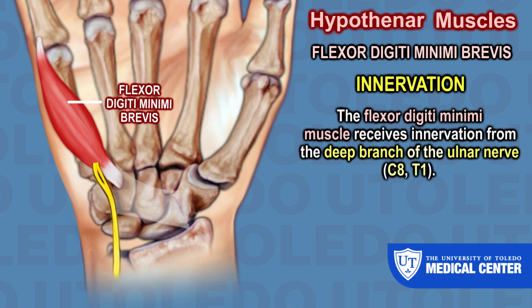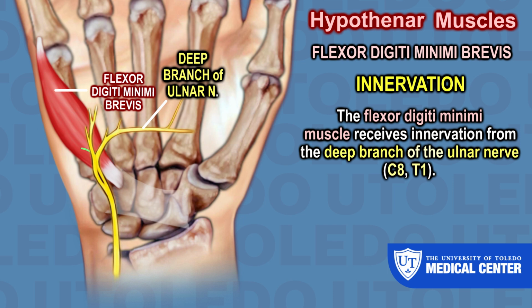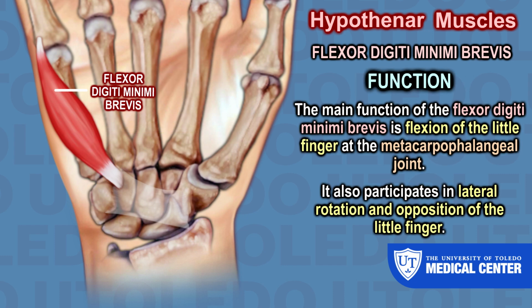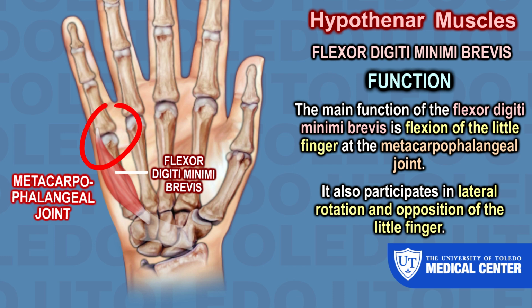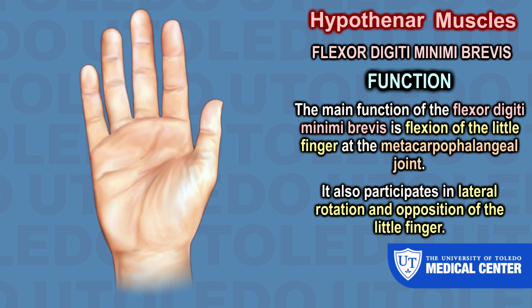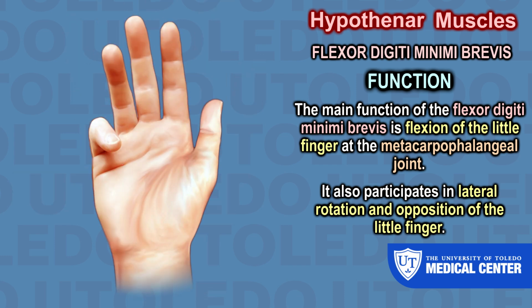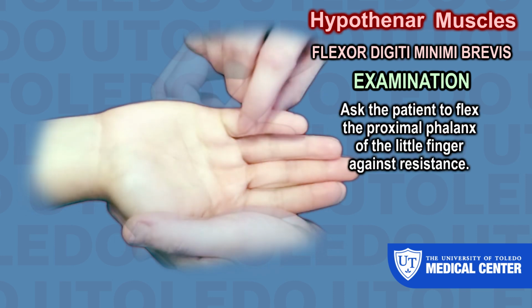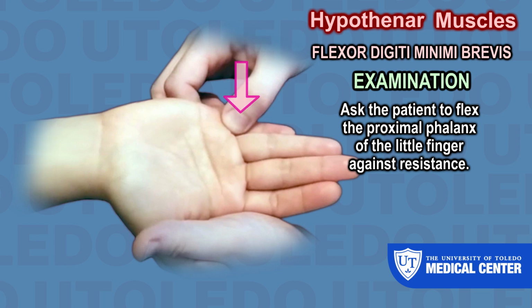The flexor digiti minimi brevis muscle receives innervation from the deep branch of the ulnar nerve, C8-T1. The main function of the flexor digiti minimi brevis is flexion of the little finger at the metacarpophalangeal joint. It also participates in lateral rotation and opposition of the little finger. When examining the flexor digiti minimi brevis muscle, ask the patient to flex the proximal phalanx of the little finger against resistance.